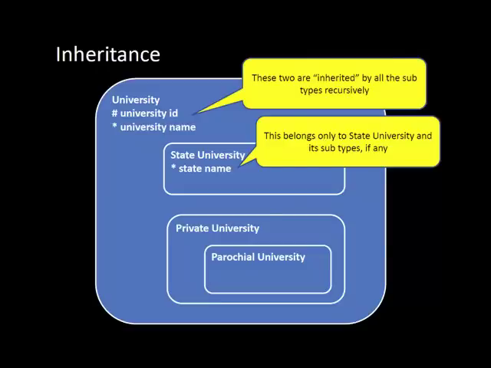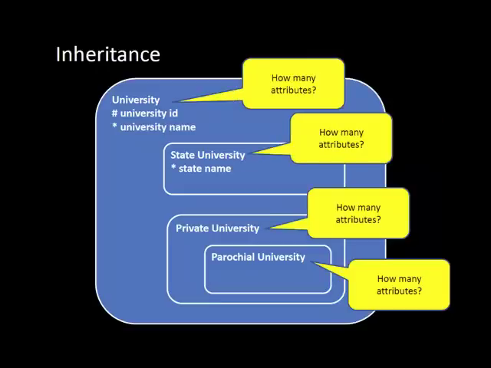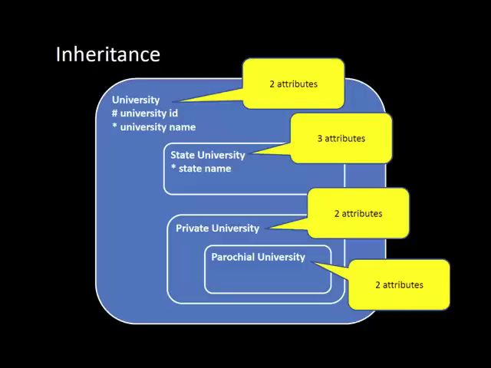Then you can ask how many attributes each of these has. How many attributes does university have? Two. State university has three. It got two from university and it has one of its own. Private and parochial have two. They didn't inherit the state name, because that belongs only to state university and maybe its subtypes. If there are subtypes of state university, they will have state name as well. All of this is recapped in this slide.